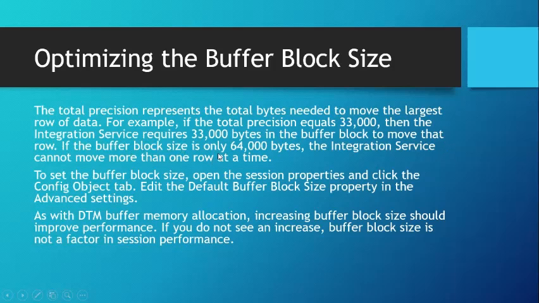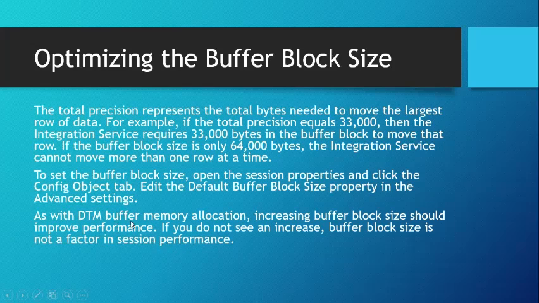If the buffer block size is only 64, right? The Integration Service cannot move more than one row at a time. Understood, right? To set buffer block size, open the session property and click the Config Object tab, and edit the default block size property in the advanced setting. As with DTM buffer allocation, increasing the buffer block size should improve performance. If you do not see an increase, buffer block size is not a factor in session performance. I hope you understand, right?